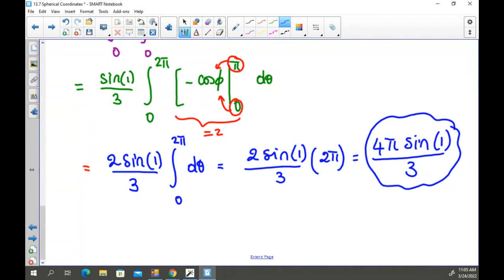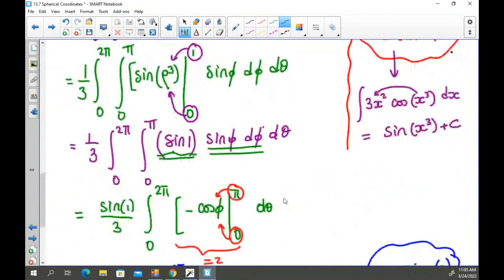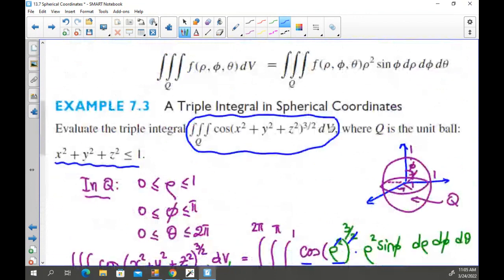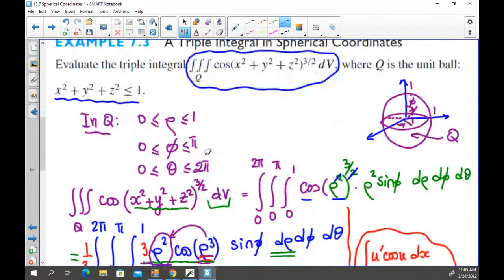Anyone? 3.5, okay. Anyone else can confirm that? Yeah, 3.5? Okay, great. So roughly 3.5. Yeah, great. Okay, that's basically this question of evaluating an integral in the sphere of radius 1. So we do it by using spherical coordinates.